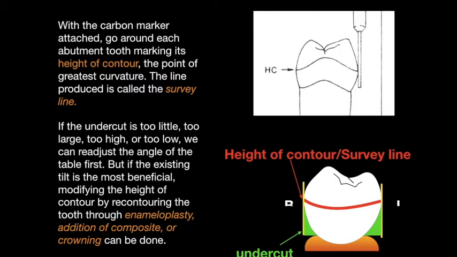But remember that in the first step, we already found our desired path of placement. If you change those angles again, you will create a new height of contour. You will create a new path of placement. So what if you find a good path of placement, but the undercut is still not in the ideal location? How can you do that? Either you have to recontour the tooth by enameloplasty or add composite, or you have to make a crown. The crown you make following the survey line design is called the survey crown.